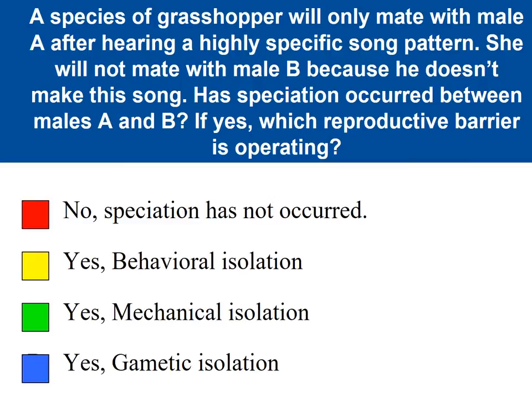So, question for you. A species of grasshopper will only mate with male A after hearing a highly specific song pattern. She will not mate with male B because he doesn't make this song. Has speciation occurred between males A and B? And if yes, which reproductive barrier is operating? Red, no, speciation has not occurred. Yellow, yes, behavioral isolation. Green, yes, mechanical isolation. Blue, yes, gametic isolation. So pause, think about your answer, and when you're ready, push play again.